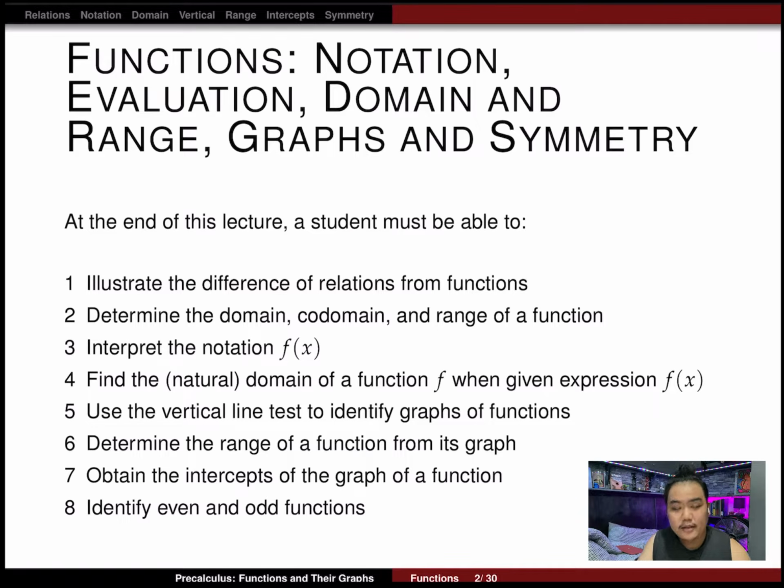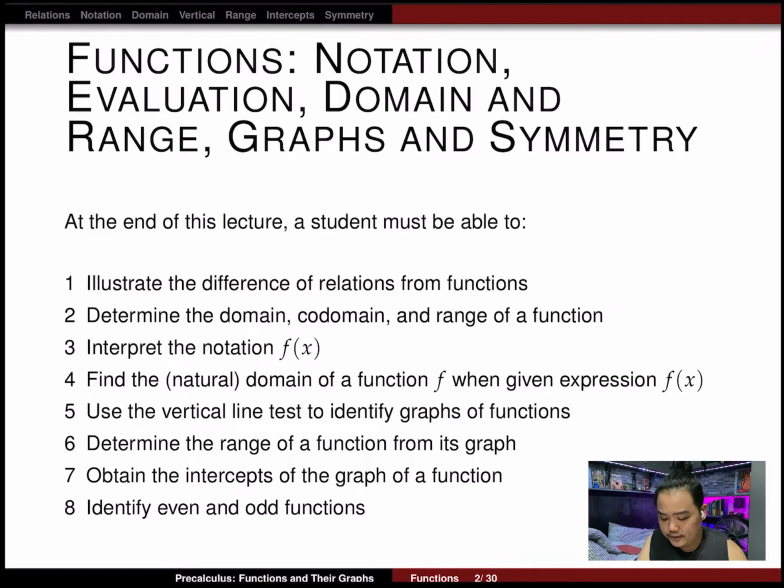Number 4, find the natural domain of a function f when given the expression f of x. And number 5, the vertical line test to identify the graphs of functions. Number 6, determine the range of a function from its graph. Okay, range from the graph of the function. And number 7, obtain the intercepts of the graph of a function. And number 8, identify even and odd function. So, ito yung symmetry, yung odd and even function.